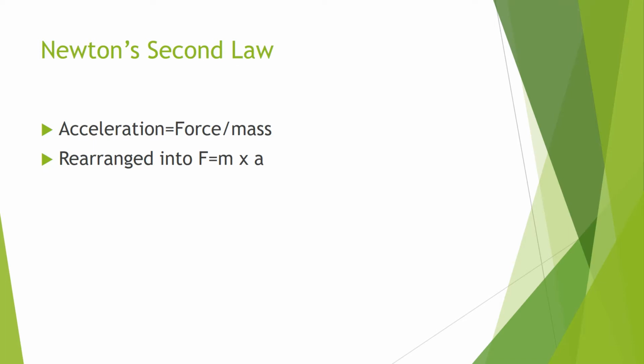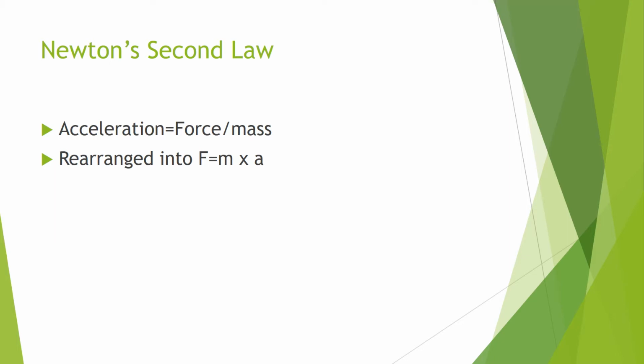Alright, and we do have an equation here for Newton's second law. It's the only equation we have for Newton's laws, but basically it's showing the relationship between acceleration and force and acceleration and mass. So acceleration equals force over mass, but most of the time people arrange the equation into force equals mass times acceleration. It just is a little easier to work with sometimes.